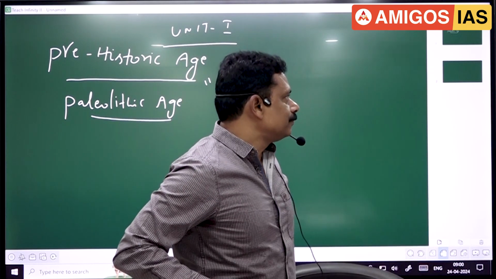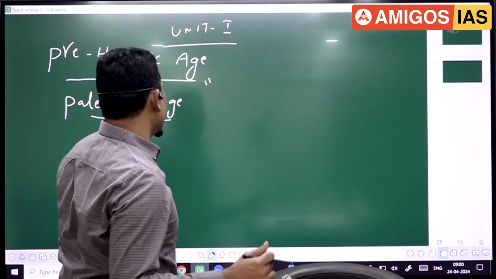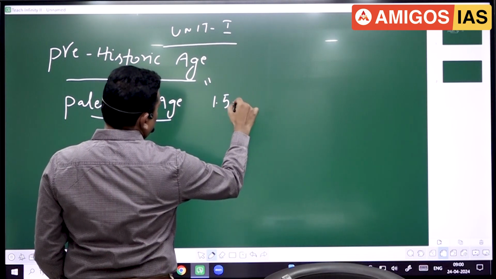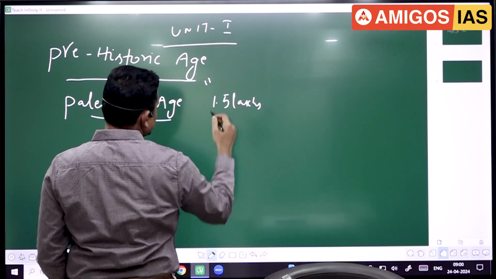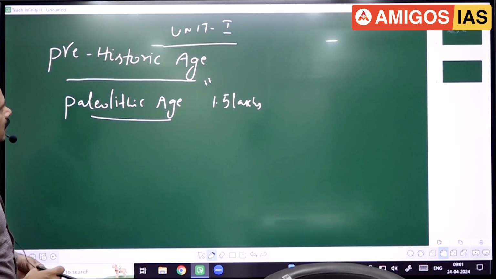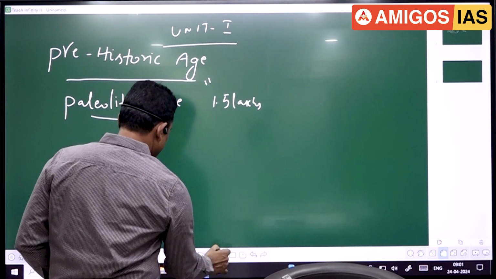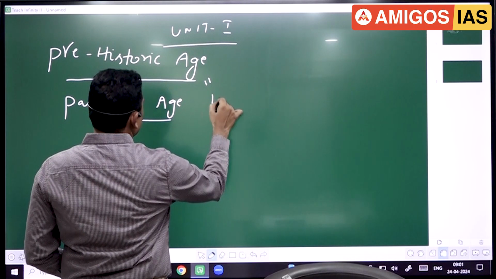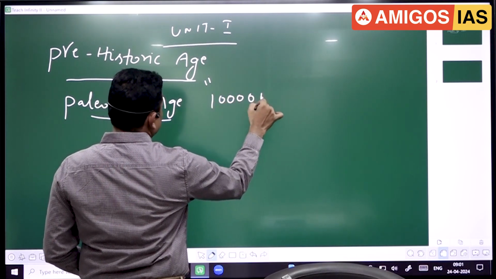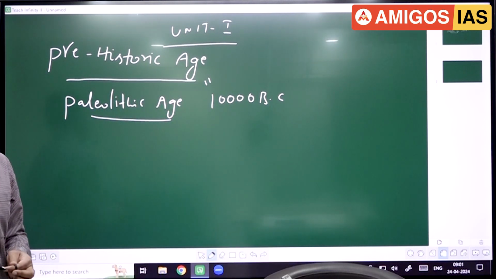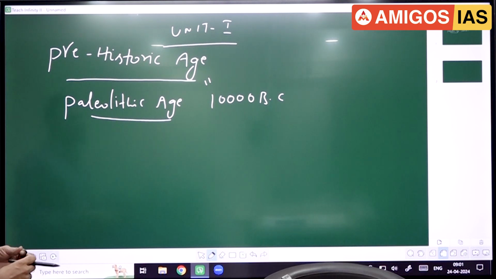This Paleolithic age is said to have commenced around 1.5 lakh years ago. It was a rough period. In fact, human history commences 2.5 million years ago. So right from time immemorial up to 10,000 BC, that was a rough period of the Paleolithic age.